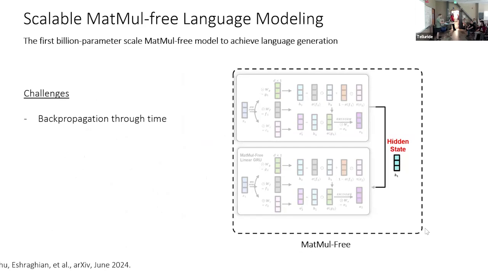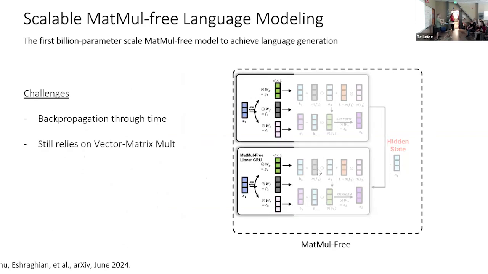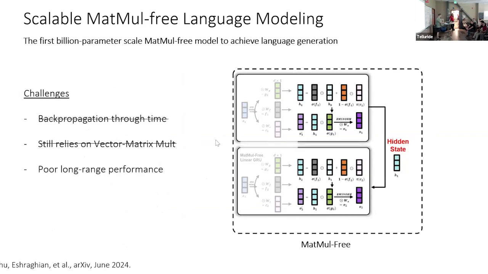If I break this down, the challenge of backprop through time is removed because you have a linearly recurrent projection of your hidden state. That's reasonably easy. Reliance on vector-matrix multiplication: all of the tricks with element-wise linear ops, that's gone. And what's highlighted here is just the replacement of your linear parameters with ternary weights. That's removed as well. And for long-range performance, everything I said about forget gates comes into play in the hidden state operators here. So that issue is gone as well.